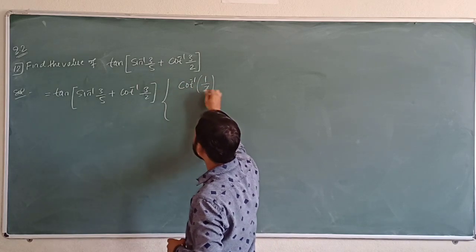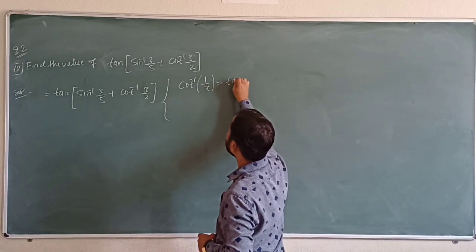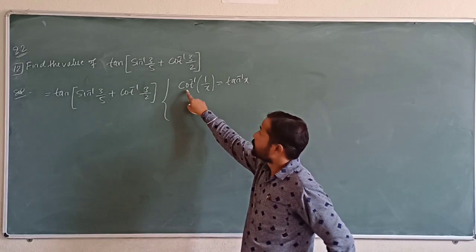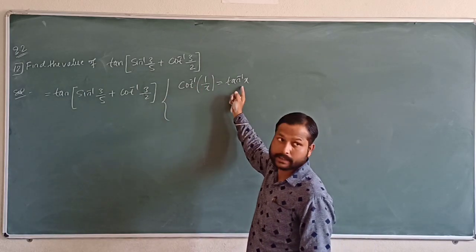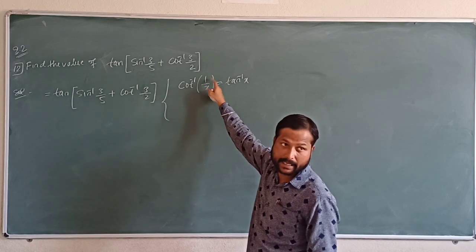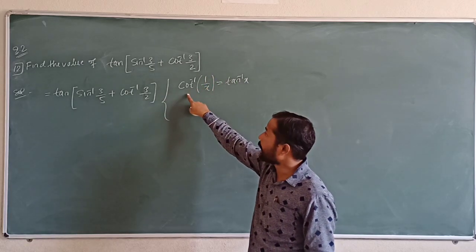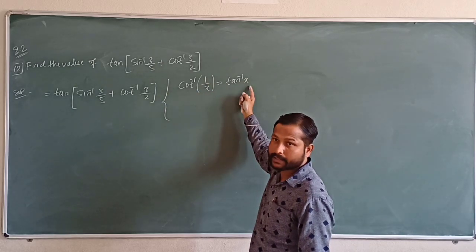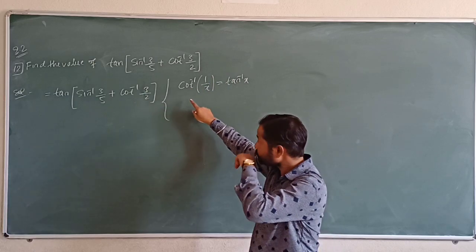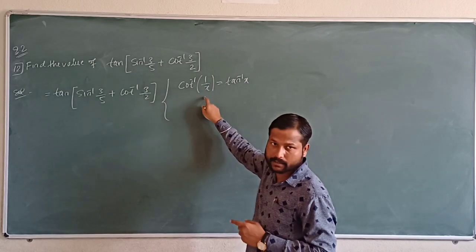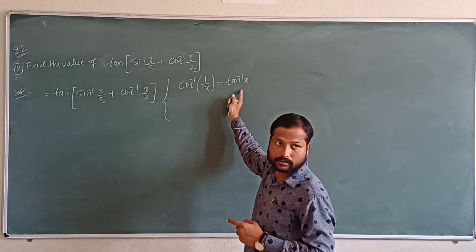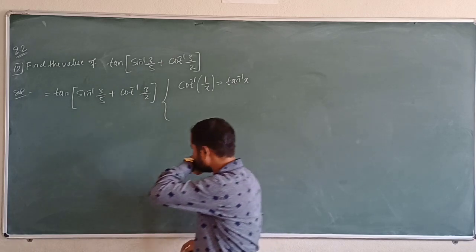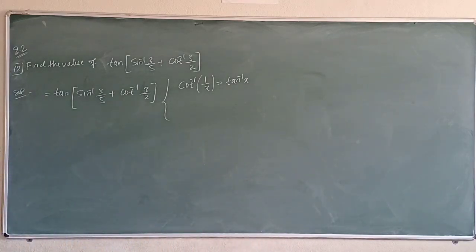Cot inverse of 1 by x is tan inverse of x. Clear? Think about the others: sin inverse of 1 by x is cosec inverse x. Cosec inverse of 1 by x is sin inverse x. Tan inverse of 1 by x is cot inverse x. Cot inverse of 1 by x is tan inverse x. Secant inverse of 1 by x is cos inverse x. Cos inverse of 1 by x is secant inverse of x.